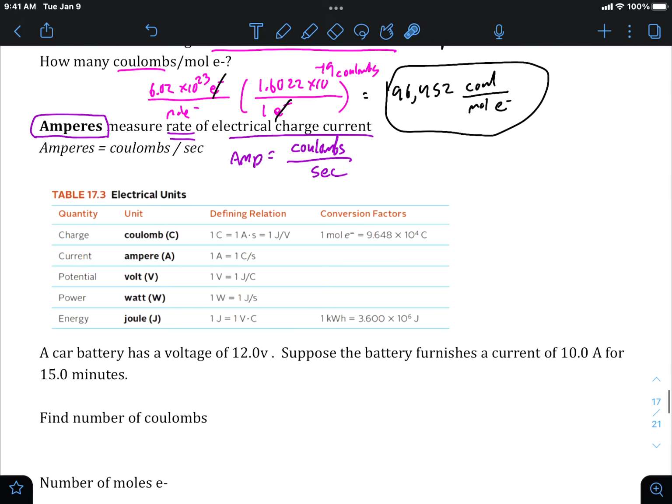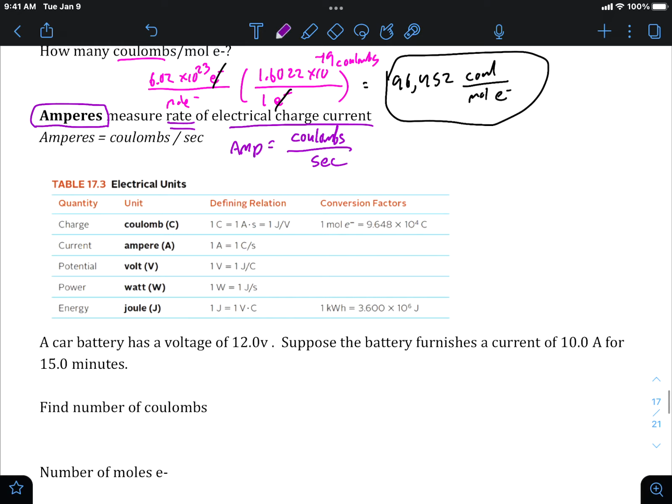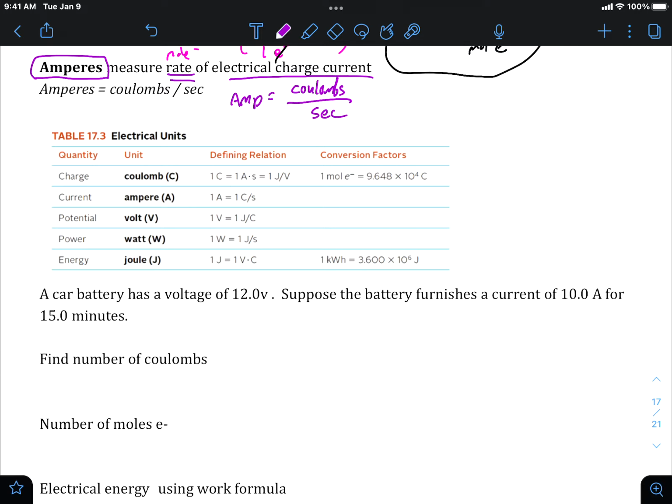okay? All right. But getting down to the chase of it, the reason why we need to cover this is because when we talk about electrolysis, we're often running a cell for a certain amount of time, and we need to get a certain mass. So time and mass are the main things we look for when we calculate with electrolysis. All right, so a car battery has a voltage of 12 volts. Suppose the battery furnishes a current of 10 amps for 15 minutes. Find the number of coulombs.